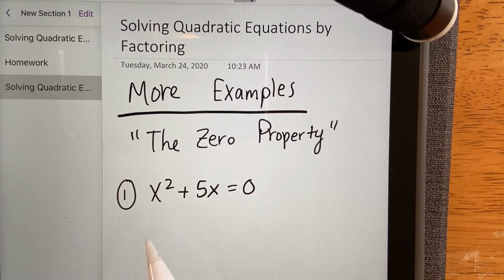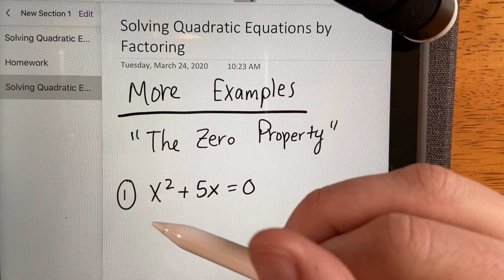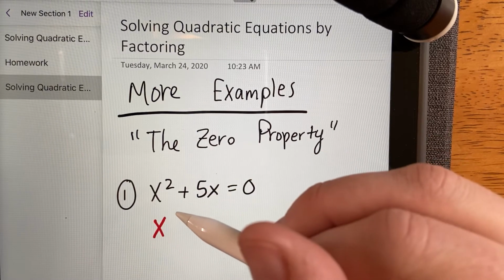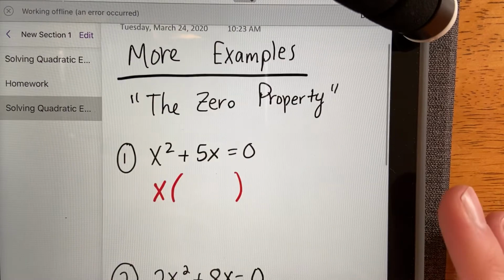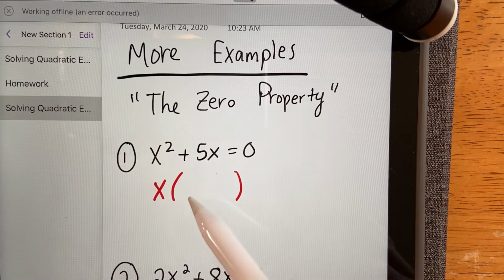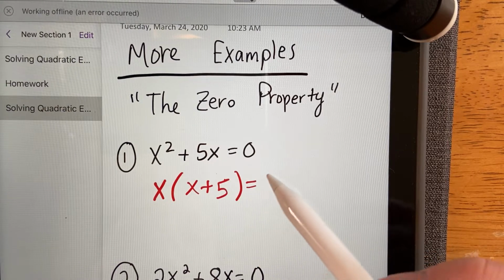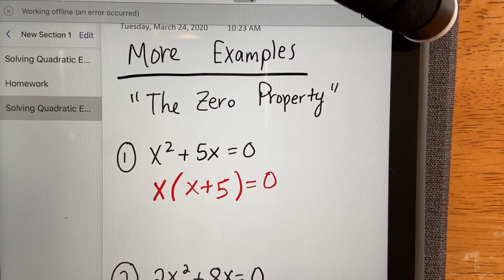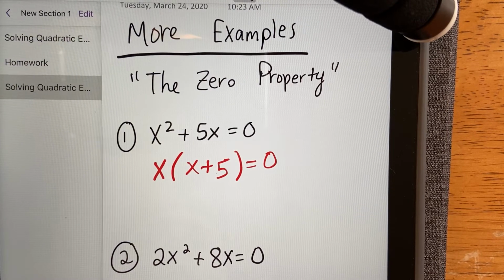The first example would be factored using the greatest common factor. If I have x squared plus 5x equals 0, they both have an x in common, so you can factor out an x. And then in parentheses, you'll put what's left over after you divide both parts by x. So that would be x plus 5, and that equals 0. We've learned about this type of factoring in the past, so if you have your notes at home with you, you can look this up in your notes.